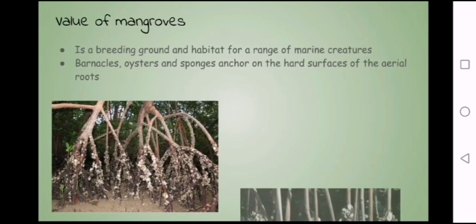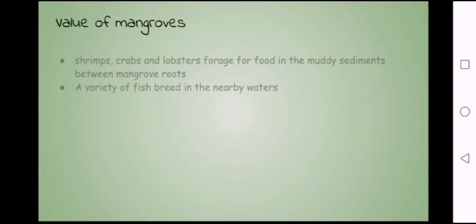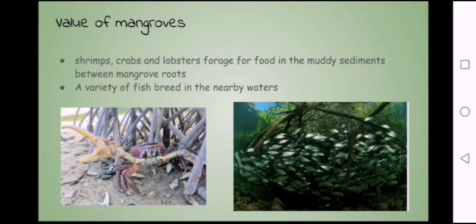The mangrove environment is also a breeding ground and habitat for a range of marine creatures. Barnacles, oysters, and sponges anchor on the hard surface of the aerial roots. Shrimps, crabs, and lobsters forage for food in muddy sediments between mangrove roots, and a variety of fish breed in the nearby waters.